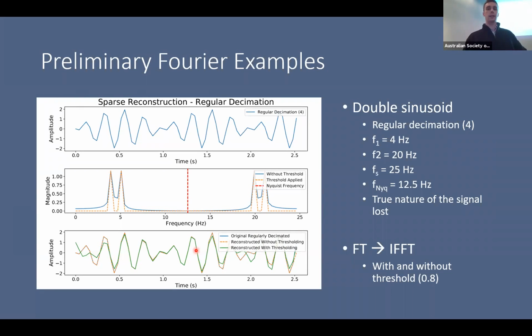Now, if we then decimate further, by a factor of 4, so that's throwing away 3 of every 4 samples in a sequential manner, we see that in the middle panel there, we do get coherent aliasing. So our 20 Hertz signal has been wrapped around the Nyquist frequency and appears spuriously now at 5 Hertz. So when we Fourier transform and inverse Fourier transform, with and without thresholding, the true nature of the signal isn't maintained. It's not there.